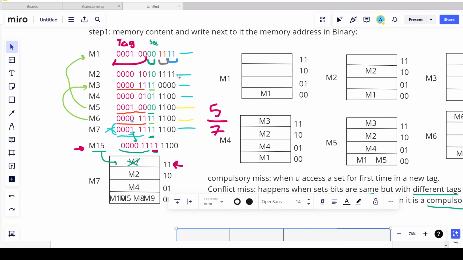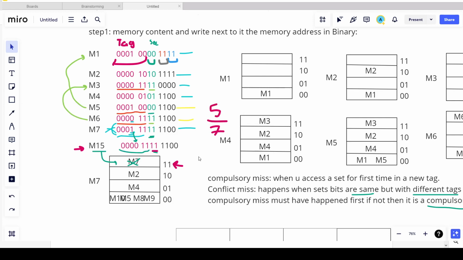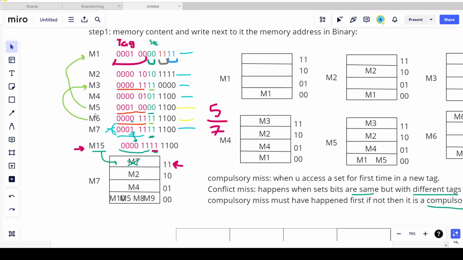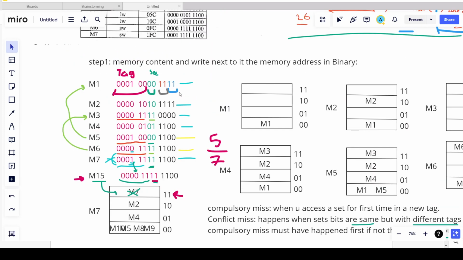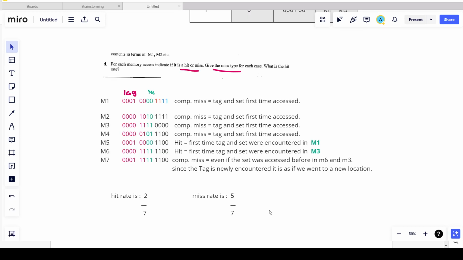We already said that we have compulsory miss here, compulsory miss here, compulsory miss here. Hit, compulsory miss here. That's an extra example I gave, so you don't need to think about it. And it asks what is the hit rate? M5 and M6 were hits among 7 contents, which is 1, 2, 3, 4, 5, 6, 7. So it's basically 2 over 7. Alright, I'm stopping here and coming back.